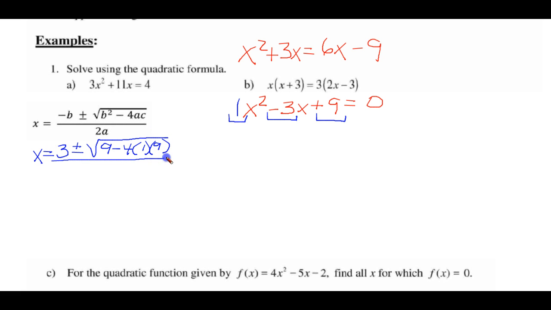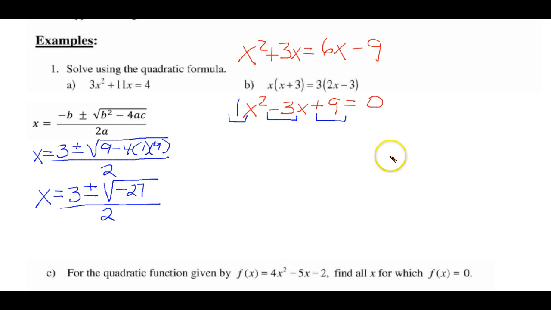And this is all going to be over 2 times 1, which is 2. Okay, take a moment to do some calculation. We want to find what's under the radical sign. So we have a -4 times 9 is -36. Plus 9 leaves us with a -27.